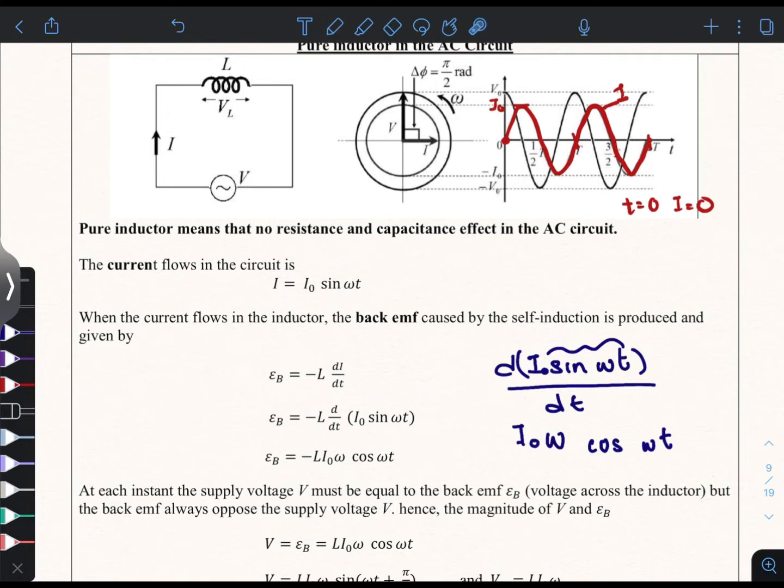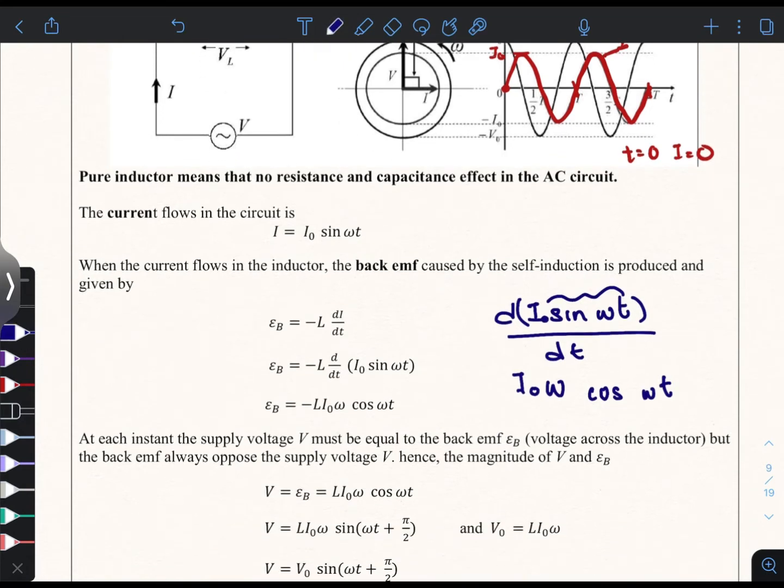At each instant, the supply voltage V must be equal to the back EMF. So whatever voltage the power supply gives is going to equal the back EMF, at every single time. We can conclude that the supply voltage from the power supply equals the back EMF voltage across the inductor, but the back EMF also opposes the supply voltage. Hence, the magnitude of V and back EMF is given as, we are talking about magnitude, V equals L I naught omega cos omega t here.